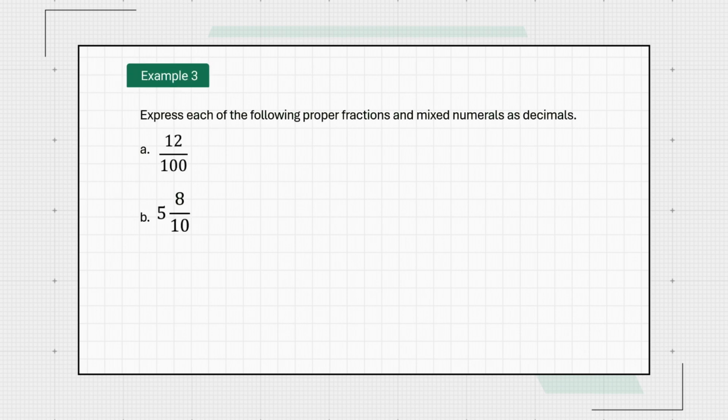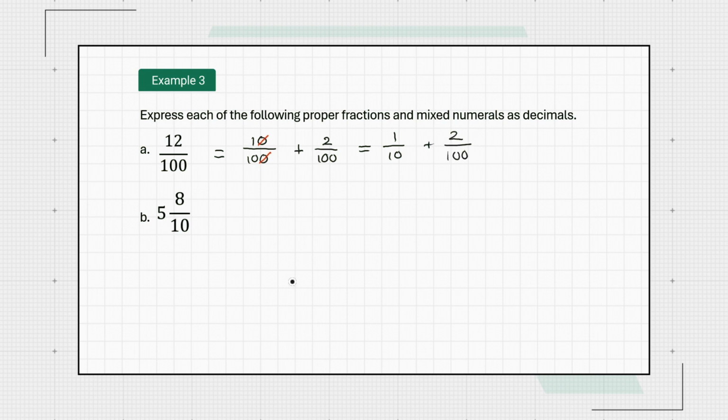Okay, this is our last example. So, in our first one, we have 12 out of 100. And we need to remember that this can be rewritten. This is the same as 10 out of 100 plus 2 out of 100. And we can cancel by dividing the top and the bottom by 10, so we're left with 1/10. So this is the same as 1 over 10 plus 2 over 100.